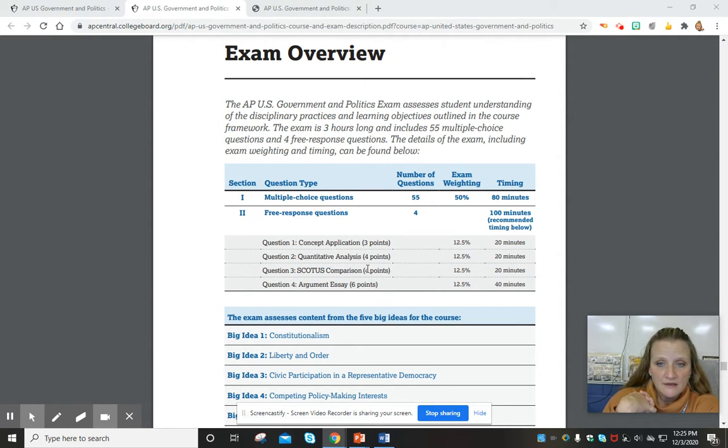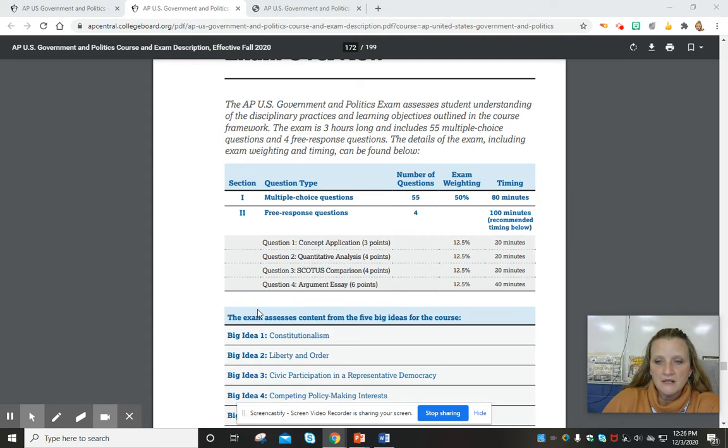That's 4 points. So you have a concept application, quantitative analysis, and then Supreme Court case analysis. These are going to be similar to what they do in APUS, in that you take a court case that you know, and then they will give you a reading from another case that you may not know, and you have to use those cases. You have to compare and contrast those cases. I'll show you what I'm talking about in just a second.